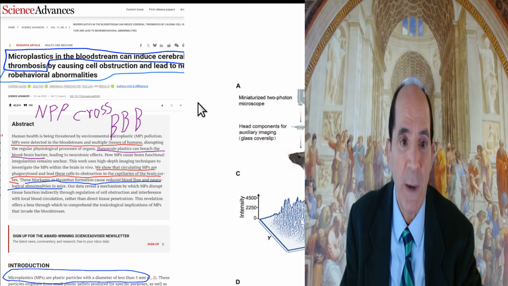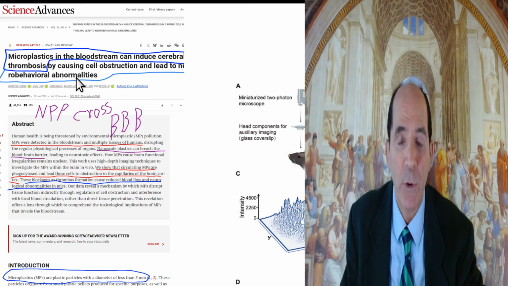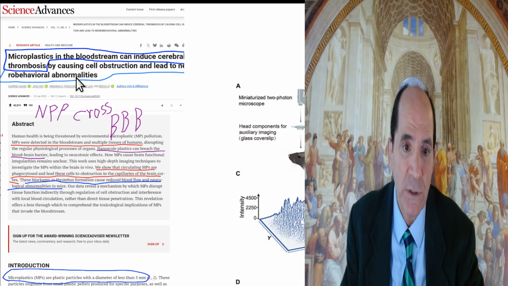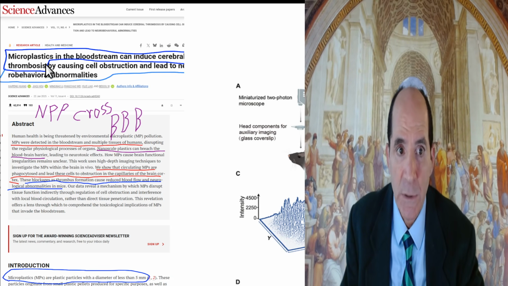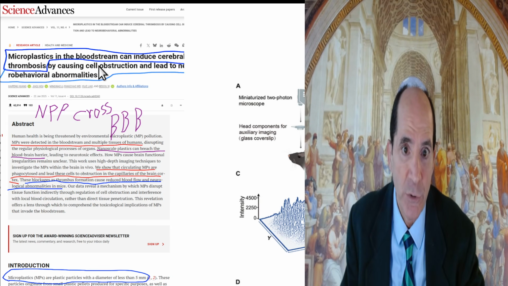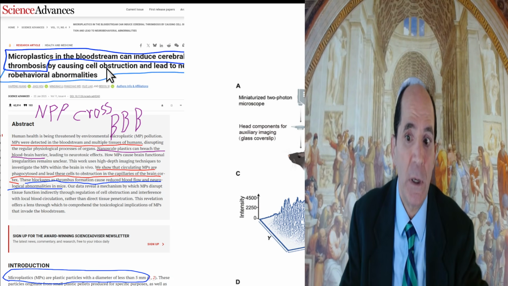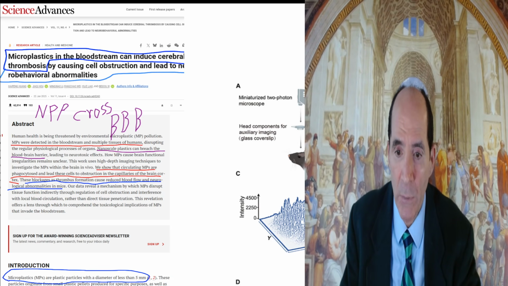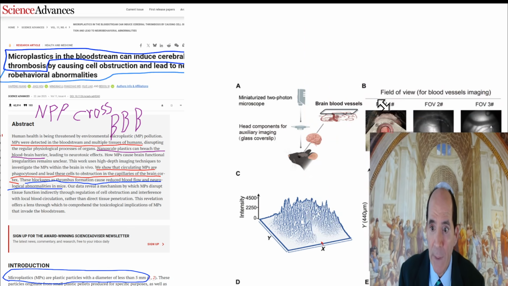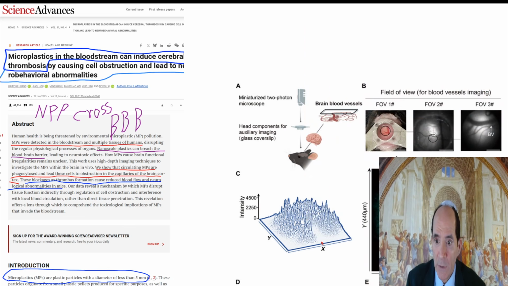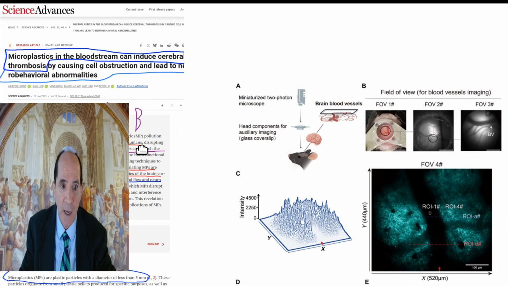Okay, this video is about this paper here, that plastic microparticles cause brain damage in mice, and there's good reason to believe it's happening in humans too. The name of the article is Microplastics in the Blood Induce Cerebral Thrombosis, that's clotting, by causing cellular obstruction, leading to behavioral abnormalities. So what they did is they cut down to the mouse's brain, and they were able to image their microparticles passing through in real time.